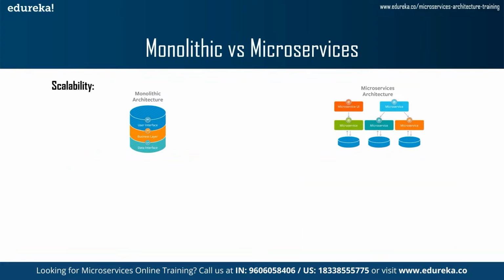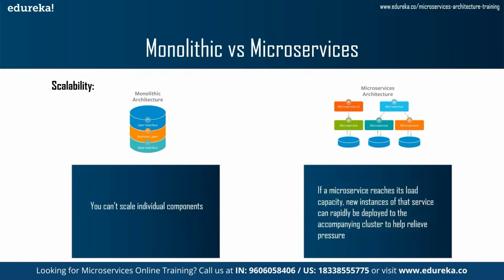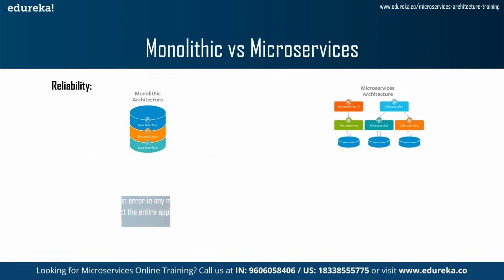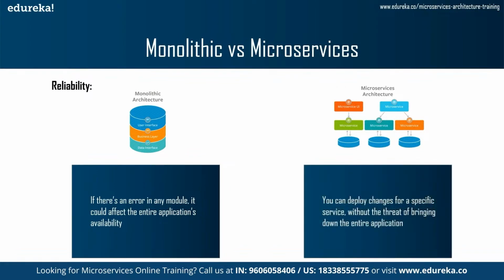Thirdly, we have scalability. In monolithic architecture, you can't scale individual components, whereas in microservices, due to flexible scaling, if a microservice reaches load capacity, new instances of that service can rapidly be deployed to the accompanying cluster to help relieve pressure. Fourth, we have reliability. In monolithic architecture, if there's an error in any module, it could affect the entire application's availability. Whereas on the other hand, with microservices architecture, you can deploy changes from a specific service without the threat of bringing down the entire application.